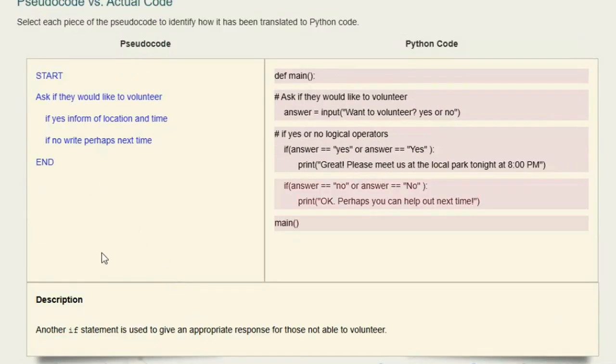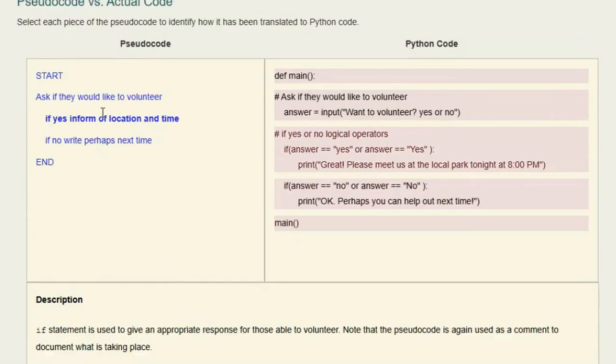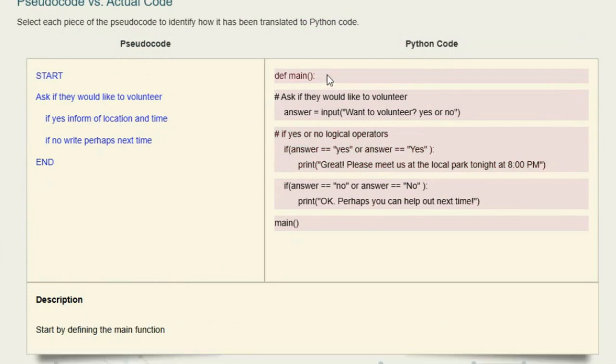So it told us down at the bottom too, if statement. So this is the pseudocode, and this is the code that matches it. This is a lot easier to think about. What do I need to do? Well, when we start the program, I should ask if someone wants to volunteer. If they do want to volunteer, I tell them when and where to show up. If they don't, say, that's okay, thanks, get you next time. Yeah, that's all I need. And that's a lot easier to think about than answer equals input.